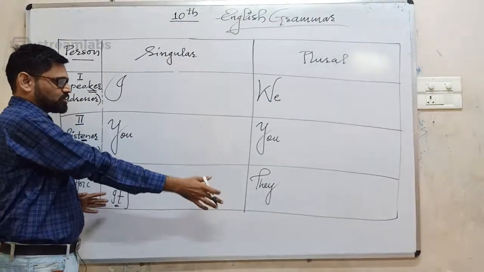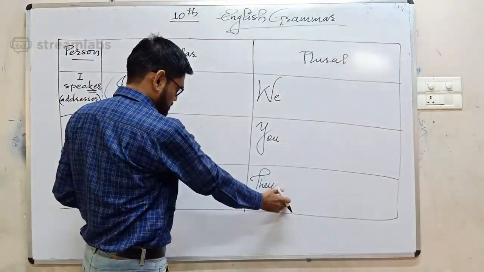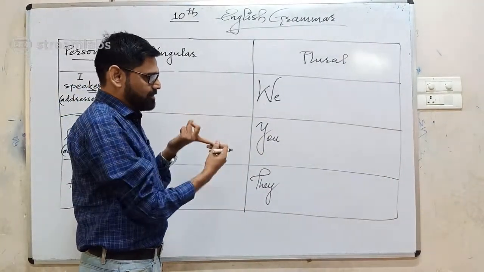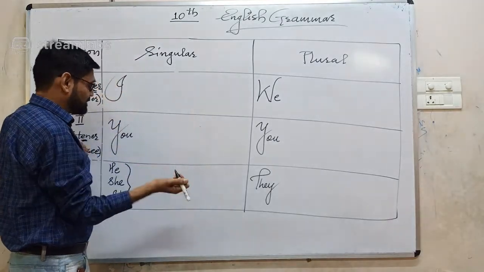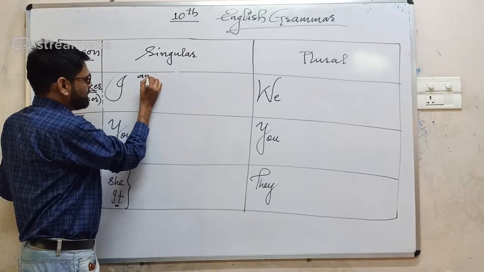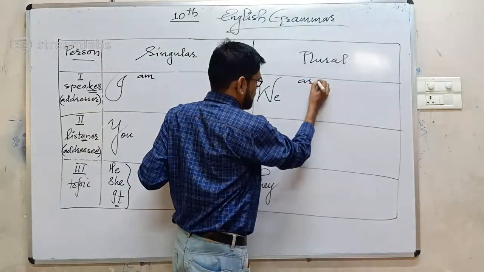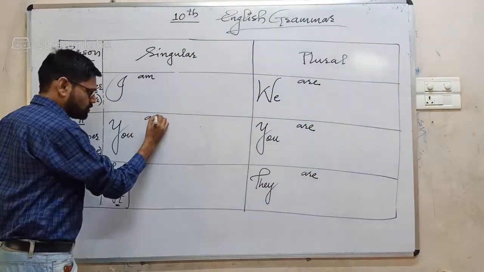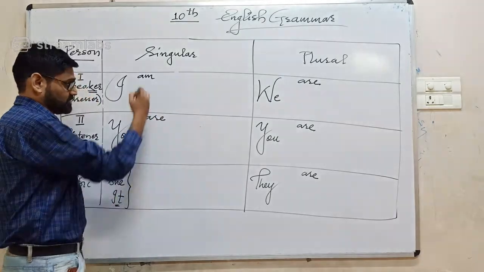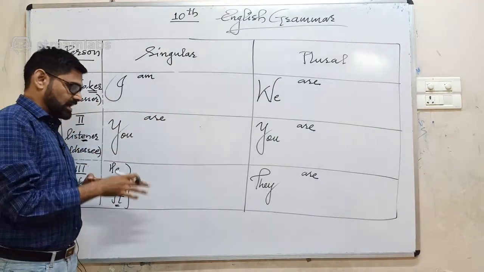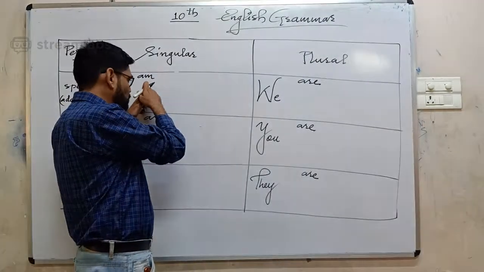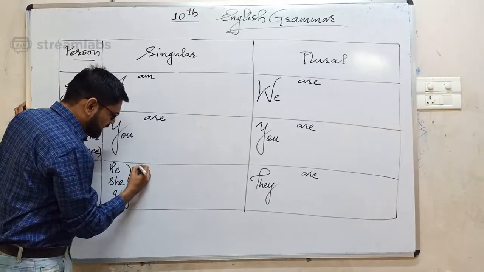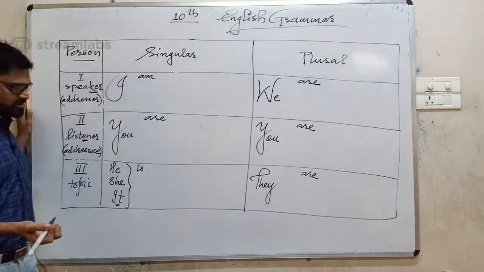Let's see. The first options we have in all these six blocks are am, is, are. Let's fill them. Everyone knows it. I am. We are. You are. They are. You are. But with he, she, it, am, is, are, three options we had. We have filled am once. We have filled are four times. And now this is the only block remaining, and here comes is. Everyone knows it.